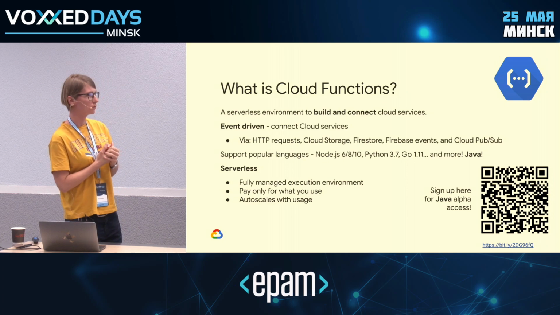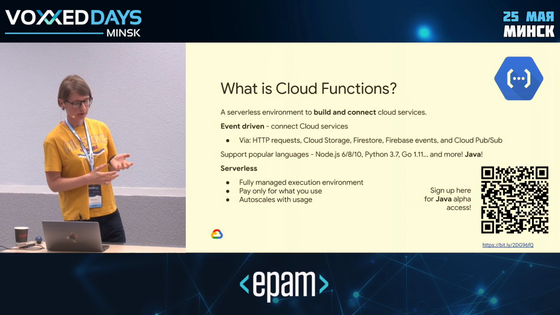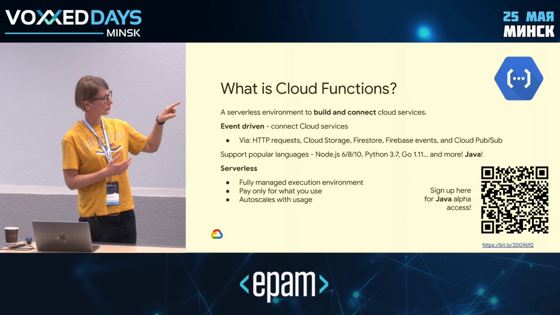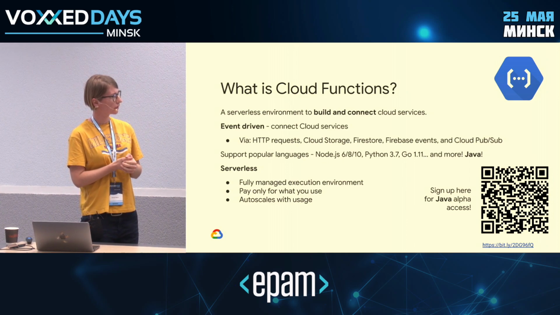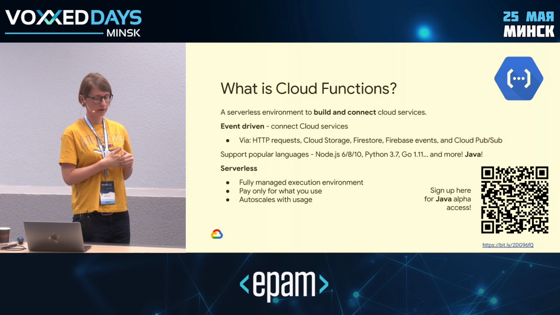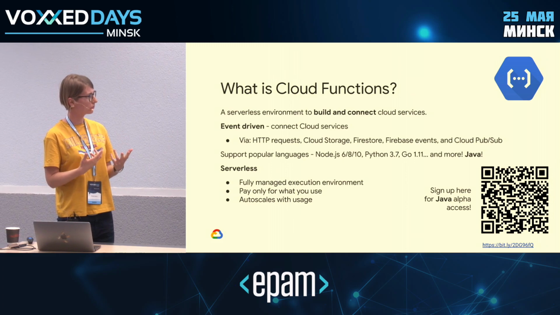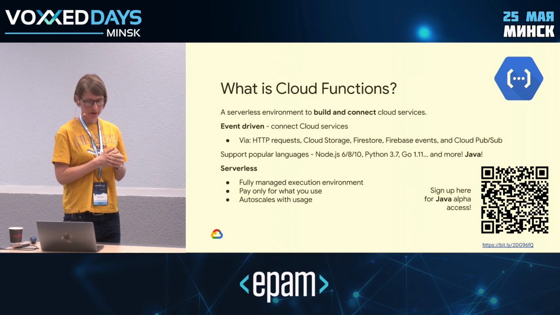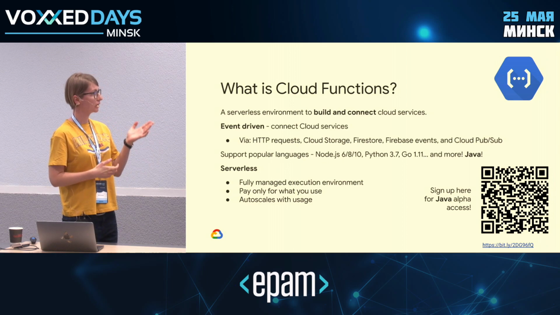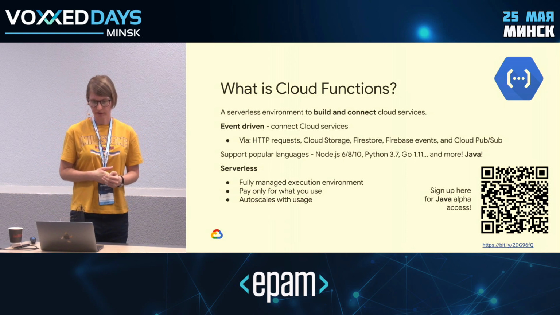This is also something that you might be interested in, as it is a Java conference. We have Java in alpha. Alpha means that the access is closed. It's not something that's available for everyone. However, with this QR code or this link at the bottom, you can subscribe for this access, and you can start writing functions in Java before the others. You will also have access to the user group for Java testers, so you can possibly influence how this feature will look. I highly encourage you to use that link if you are interested in writing Cloud Functions in Java.